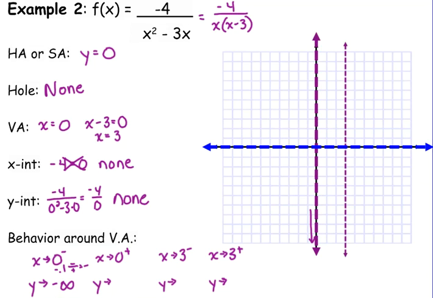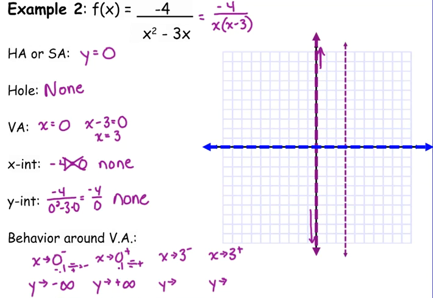Okay, 0 from the right. Let's try a positive 0.1. Again, the numerator is always negative. The denominator, 0.1 minus 3 is a negative. So this part is negative. This is whatever x is, which is positive 0.1. So positive times a negative is a negative, and a negative divided by a negative is a positive. So on the right side of 0, our function is going to positive infinity.